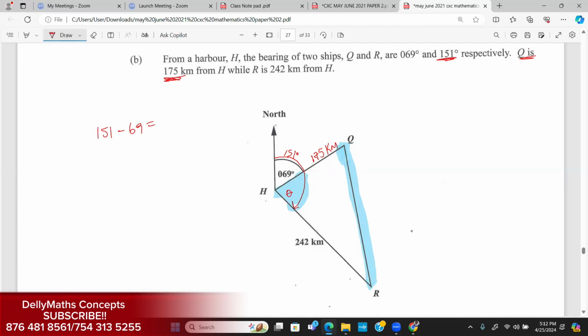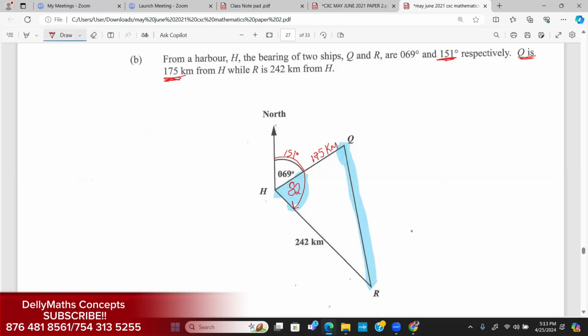And it's going to give us that the value of this angle here is 82. So let me just drop 82 right here. So this value here is 82. That means if you add 82 plus the 69, you're going to get 151, which would have been the total thing there. So that is what we did there to get that.